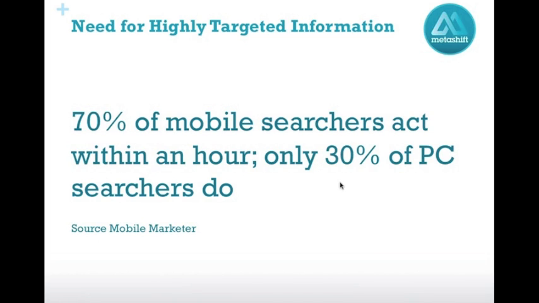The other thing about mobile is when we're on our mobiles, we're looking for highly targeted information. We're normally doing something else at the same time. We might be watching TV or whatever it is. Basically, we want to act quickly. We need to get the information that we're looking for very fast. So, an interesting statistic here: 70% of mobile searchers act, as in make a purchase, register, complete some kind of action, within an hour. Only 30% of desktop searchers do that.